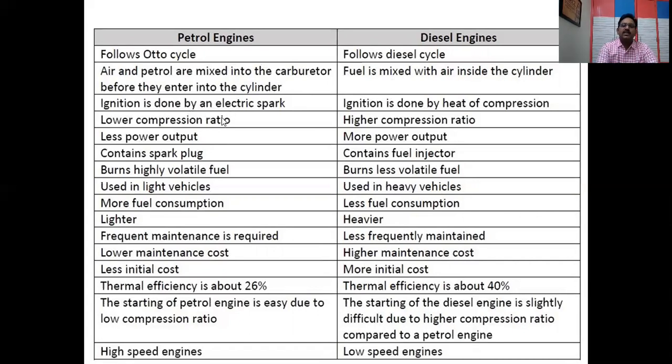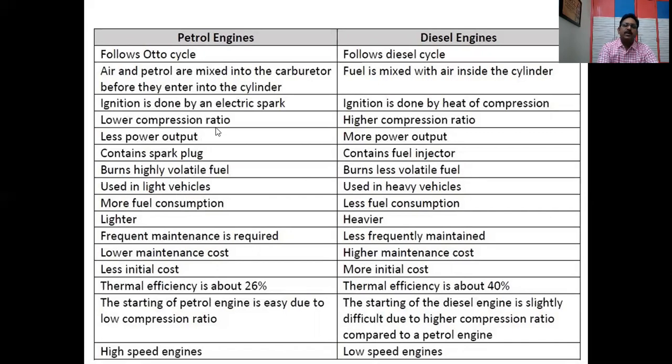So in petrol engines, there is a lower compression ratio because of the volatility of petrol. And here you can achieve a higher compression ratio. Petrol engines have less power output, and diesel engines have more power output due to 2 reasons. One is that diesel fuel itself has more energy, and also because of the compression ratio, there is more compression, so therefore more power. The petrol engine contains a spark plug, the diesel contains a fuel injector. This burns highly volatile fuel, this burns less volatile fuel.